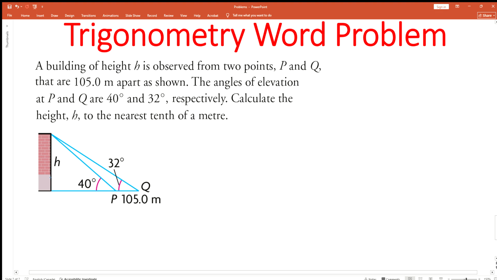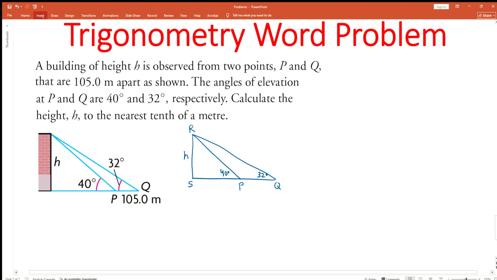We are given this diagram in the problem. The building's height is represented by h and we are shown points P and Q. The first step is to draw this diagram again and analyze it to find the value of h. We can label the point that represents the top of the building as R and the base of the building as S. We are given the angles 40 degrees and 32 degrees. We can use sine law and SOHCAHTOA to find the height of the building h.